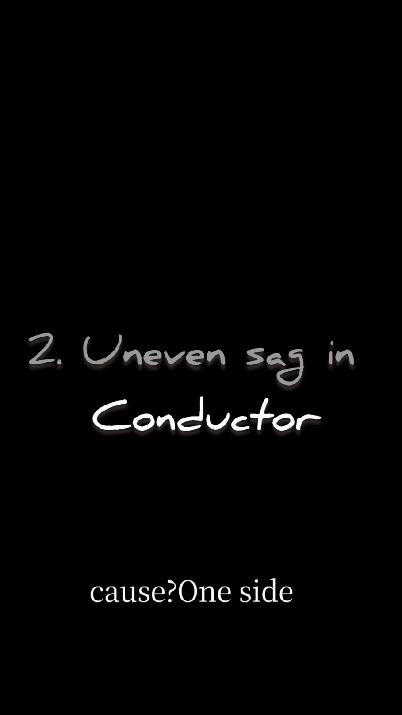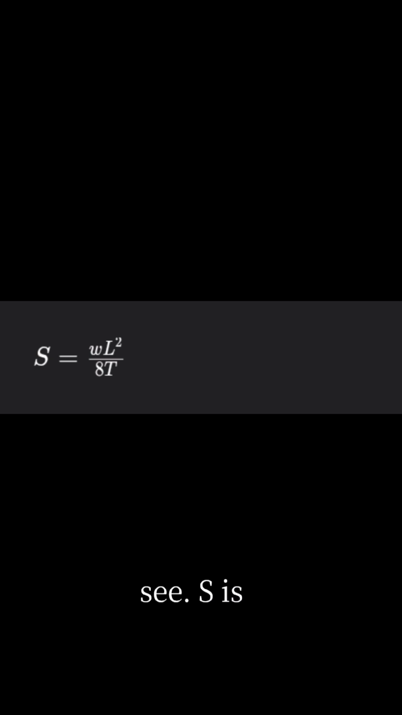The second one is an uneven sag in the conductor. What is the cause? One side has more tension and the other side has less. What is the effect of this? Clearance from the ground reduces, which may lead to electrocution or wire risk. Actually, the capacitive charge in a distribution line is very small, and hence the electrocution risk increases. And what is the formula for finding the sag? Let's see. S equals omega L squared by 8T.